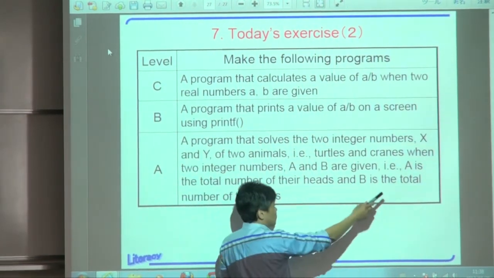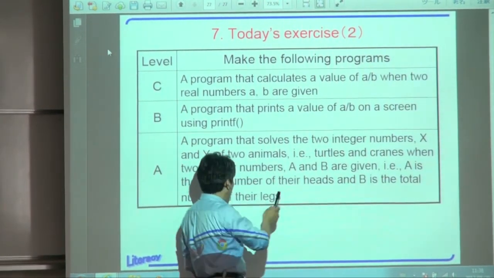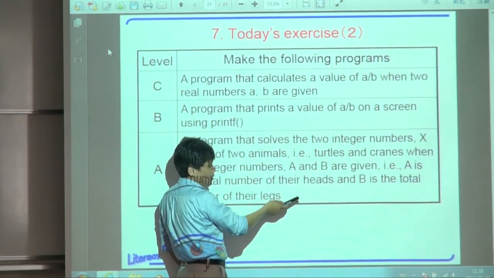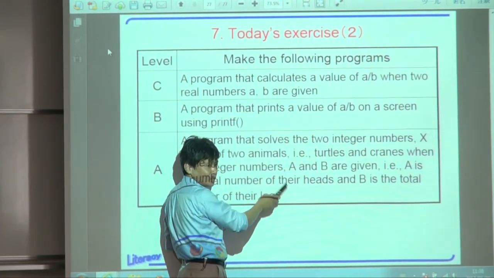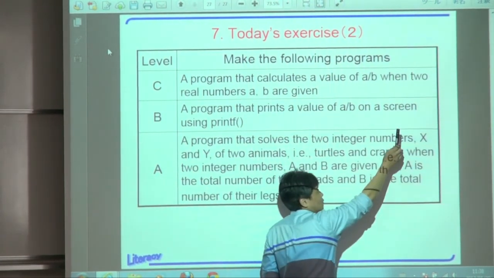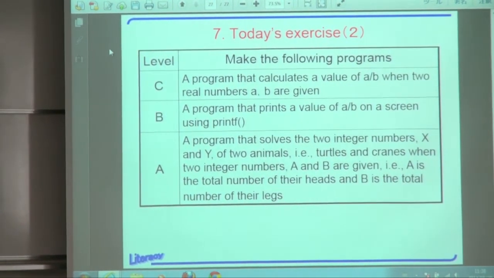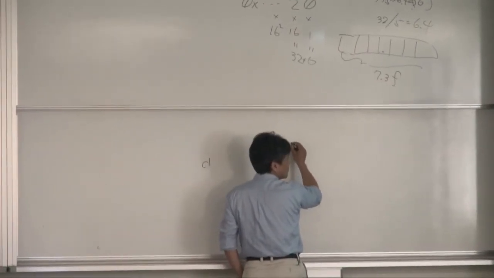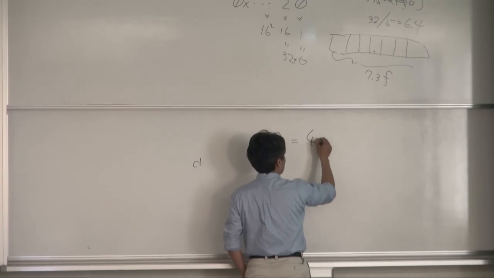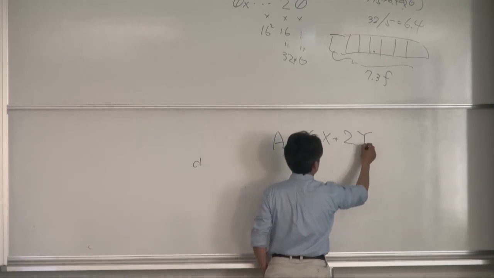So variable A is treated as the total number of their heads, and variable B is treated as the total number of their legs. Okay. So the values of variables A and B are known. You can specify them. Then the computer calculates the values of X and Y. Can you understand? So A equals X plus Y, and B equals 4 times X plus 2 times Y.